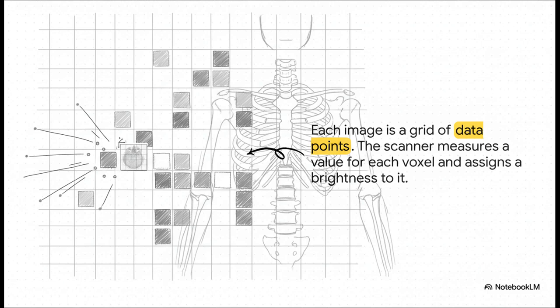So a voxel that represents bone gets a bright white value. A voxel for soft tissue gets a shade of gray. It's literally like a paint-by-numbers project, but on an absolutely massive three-dimensional scale.